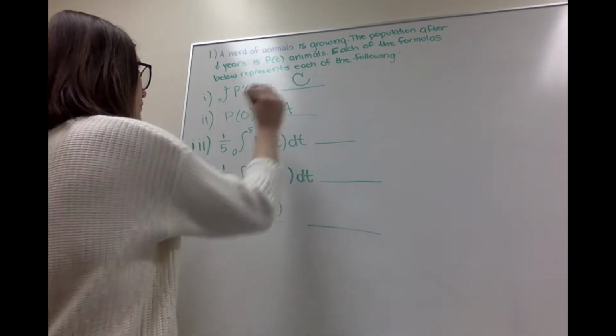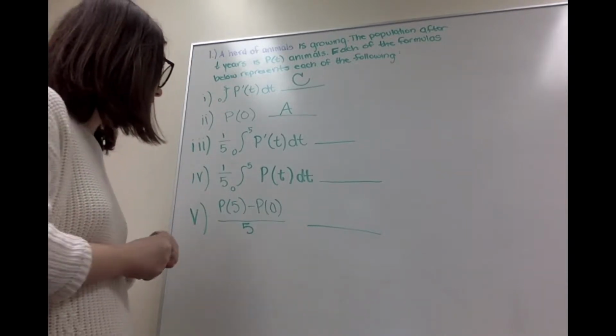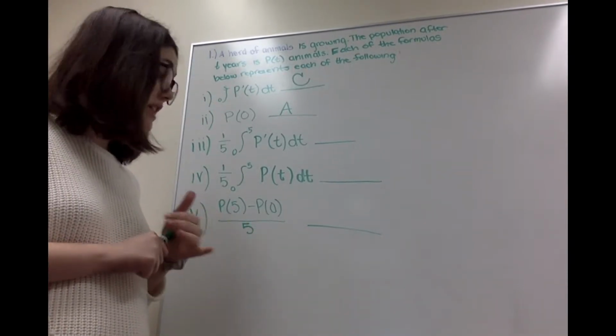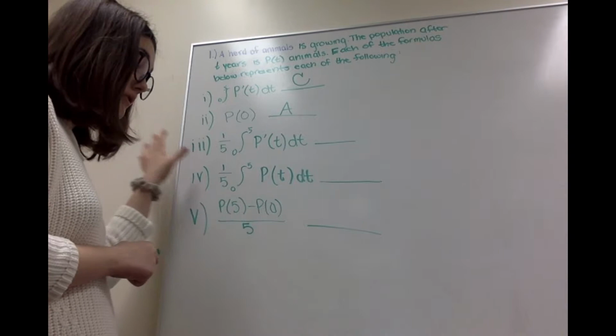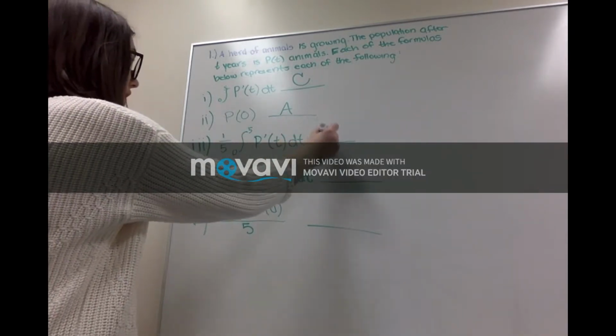For this one, it's 1/5 the integral 0 to 5 antiderivative P of T dt, and that is the average rate of change in the number of animals, so that means for number 3 it is D.